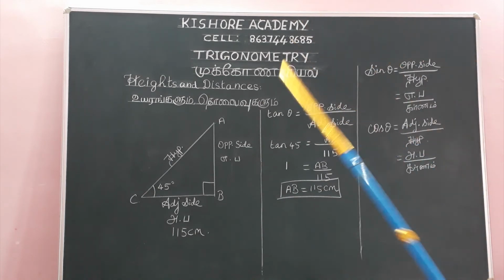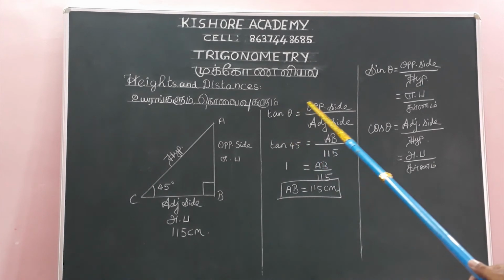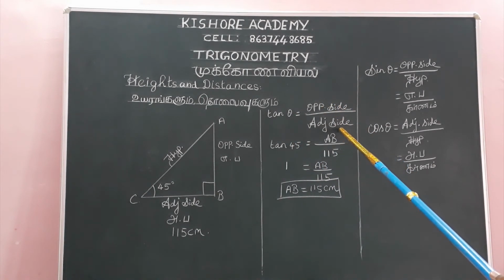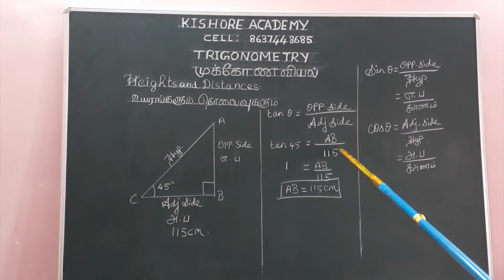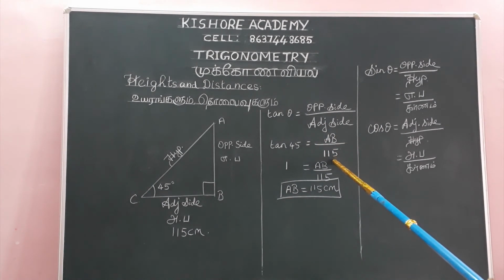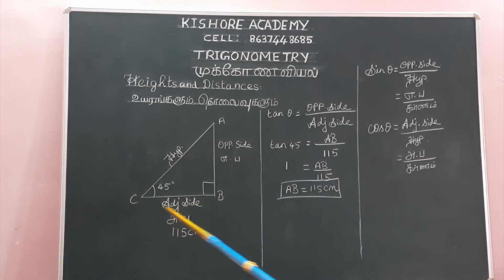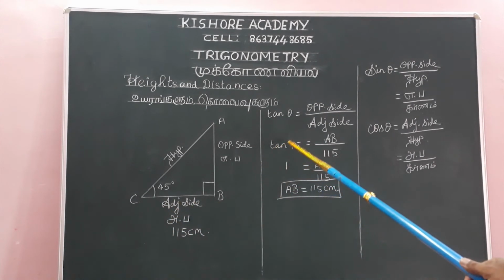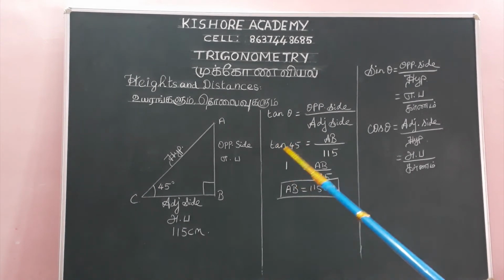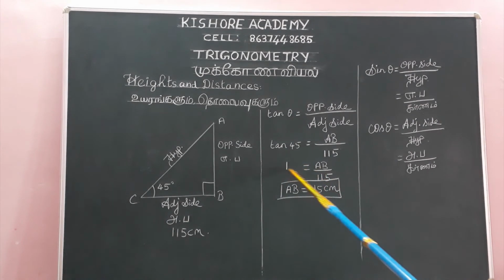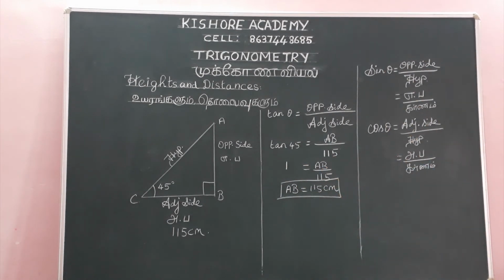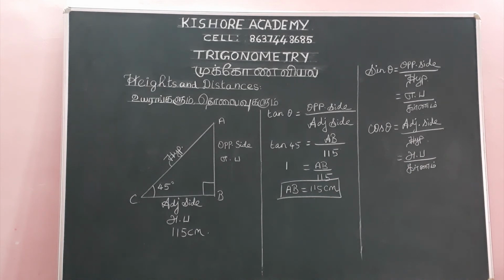Substitute the values in tan theta. Tan theta is equal to opposite side by adjacent side. The opposite side value we don't know, so just write it as AB. The adjacent side value is 115 centimeter. The angle of elevation is 45 degree. Tan 45 degree is numerically equal to 1. Now cross multiply, and you can get the value of AB. AB is equal to 115 centimeter. So the dressing table height is 115 centimeter.